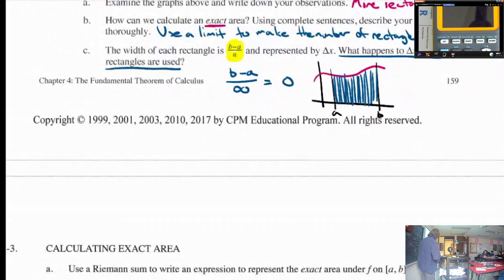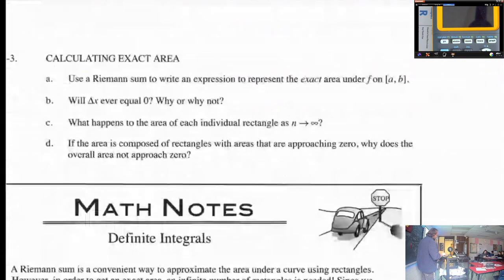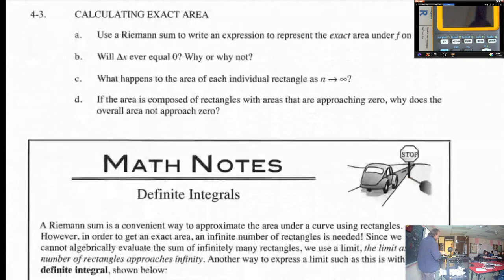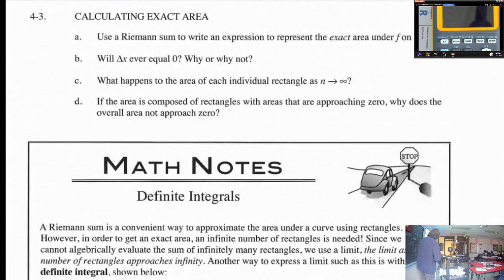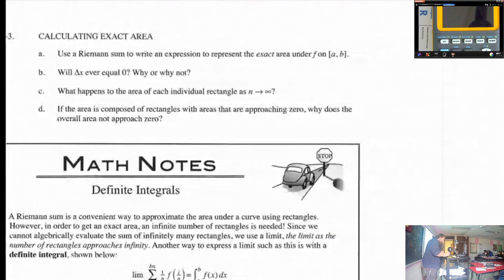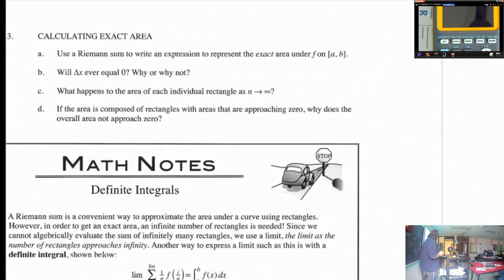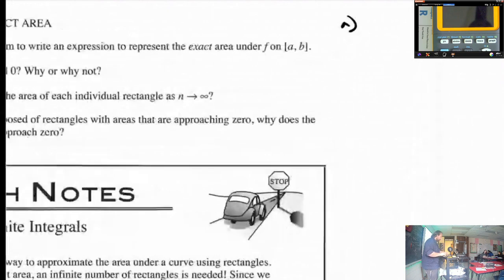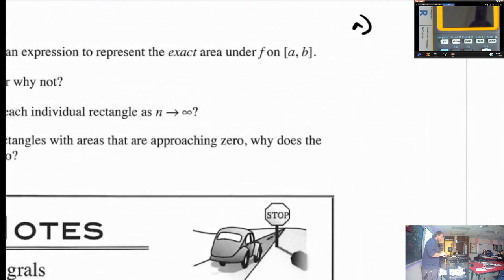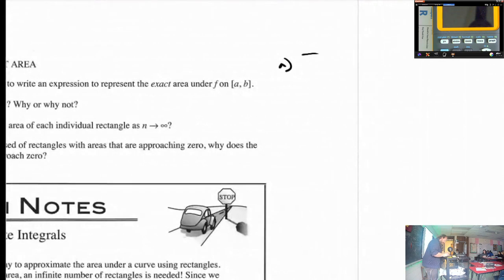Let's take this idea a little bit further and let's go to the next page and talk about 4.3, calculating exact area. Let's go ahead and write a Riemann sum. We'll review our process here for a minute and then think about the structure inside of this equation. In case you haven't done it in a while, it's also in the math notes box right underneath here. For question A, the Riemann sum, to write an expression representing the exact area under some curve f, the nice general one, is sigma from i equals 0 to n minus 1.